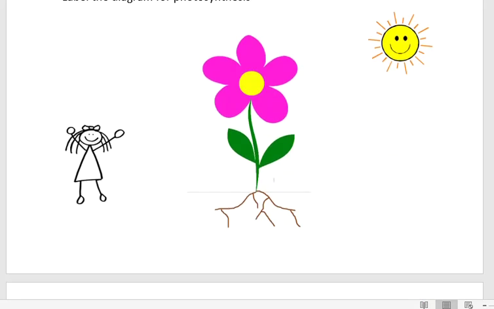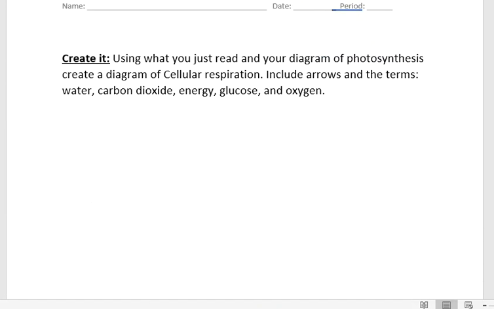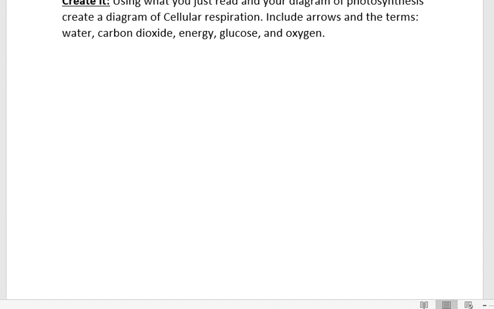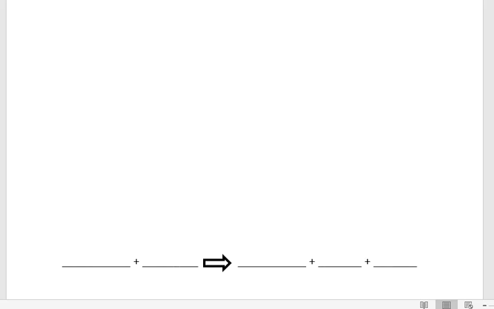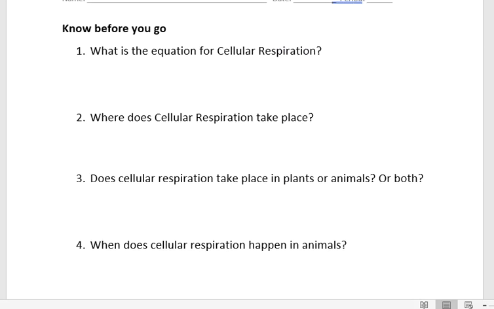All right, then you're going to label the diagram like we've done before. You're going to create your diagram here for photosynthesis. Well, no, I'm sorry. This one you're going to make one of cellular respiration. All right, so the equation is reversed. So you're going to start with glucose and oxygen, and then you're going to end with water, carbon dioxide, and ATP for energy.